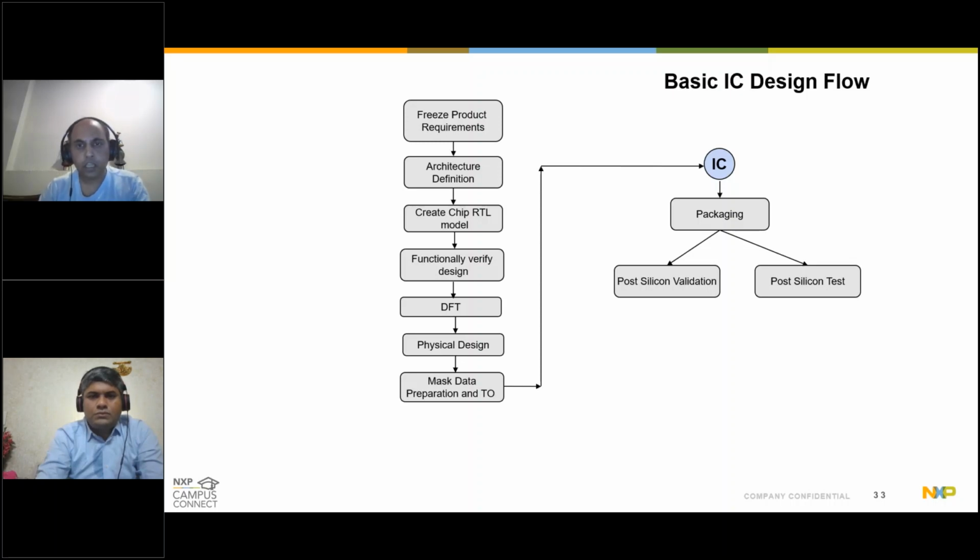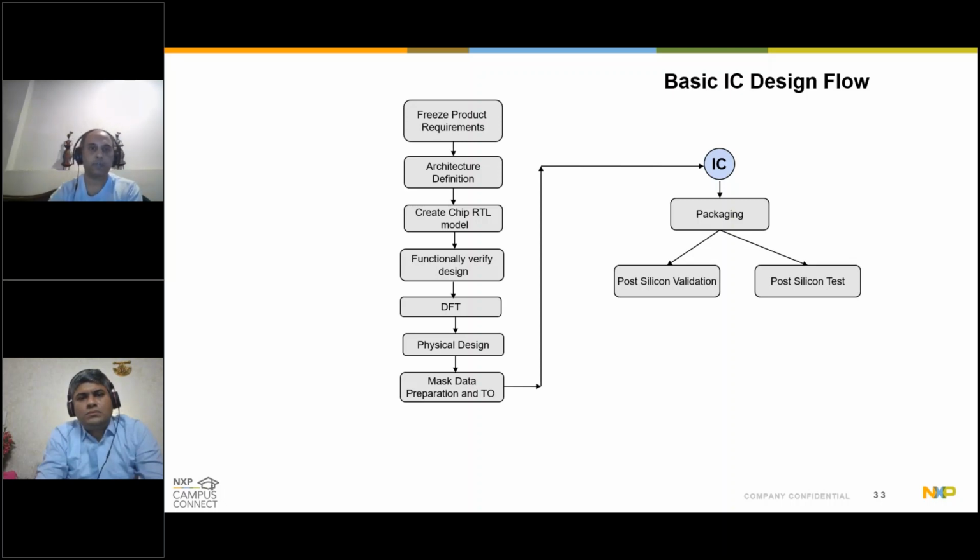So once the packaged silicon is available, of course, you will go to the post silicon verification, or let me not use the word verification, but post silicon test or post silicon validation. This is where you are screening your silicon for any manufacturing defects or functionality defects, or performance or characterization related defects, in these two flow steps.